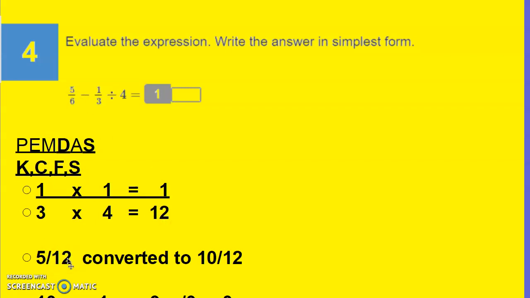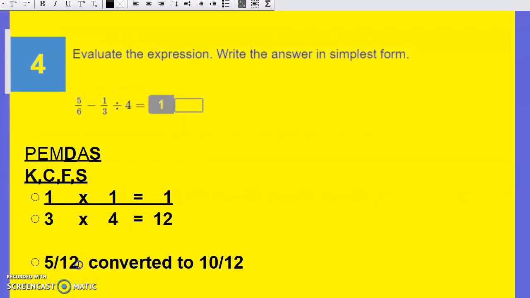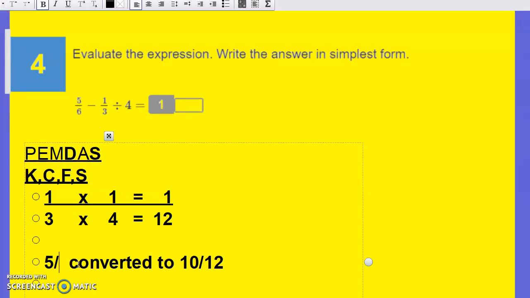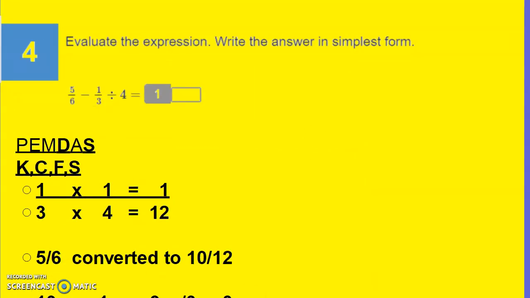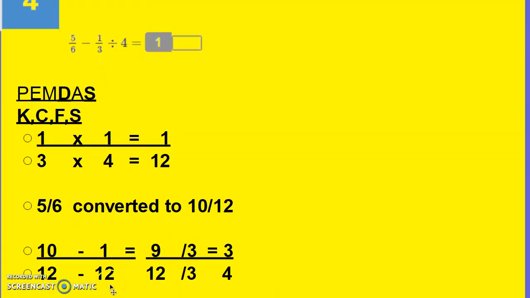The 5, this should have been a 6, sorry, converts to 10/12. So let me see if I can change that for you guys. So this right here, 5/6 becomes 10/12 because 6 goes into 12 2 times and 5 goes into 10 2 times. Okay, so now we have 10/12 and we have our original division problem up here that equaled 1/12. So we're going to take our 10/12 and subtract 1/12 from it, and it equals 9/12. So 9/12 can be divided, both numbers by 3, and it's going to give us 3/4.